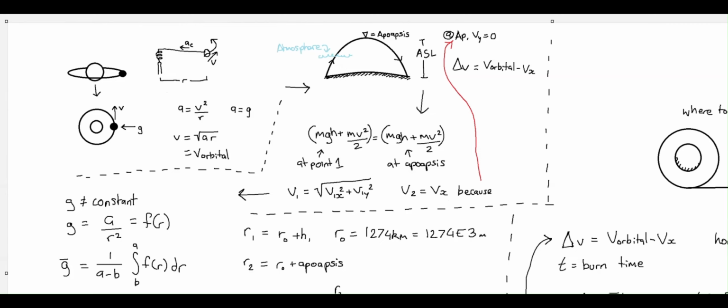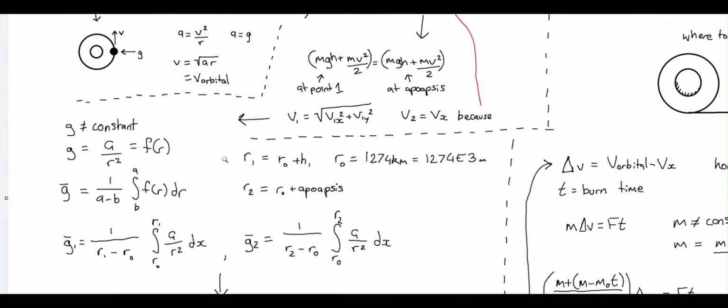However, the problem is that g isn't constant. It's a function of big G, a constant, divided by the distance you are from the center of the planet. In this case we can call that F(r), because it's a function of r. And to find the average g, we need to use this formula here. And we know these three variables: R1, R0, and R2.